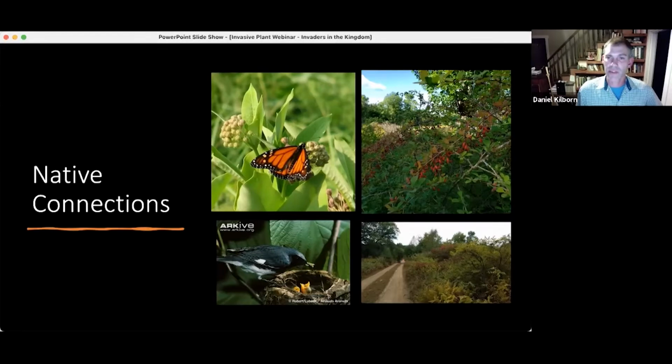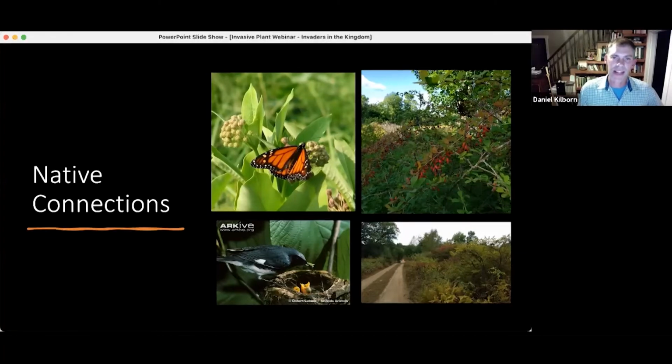Invasives tend to support less insect diversity. So if you're a mother bird, or in this case, a father, like this male black-throated blue warbler feeding your nestlings, you could have less caterpillars and spiders and whatever else you'd like to feed them around. And less food and compromised habitat means less productivity.